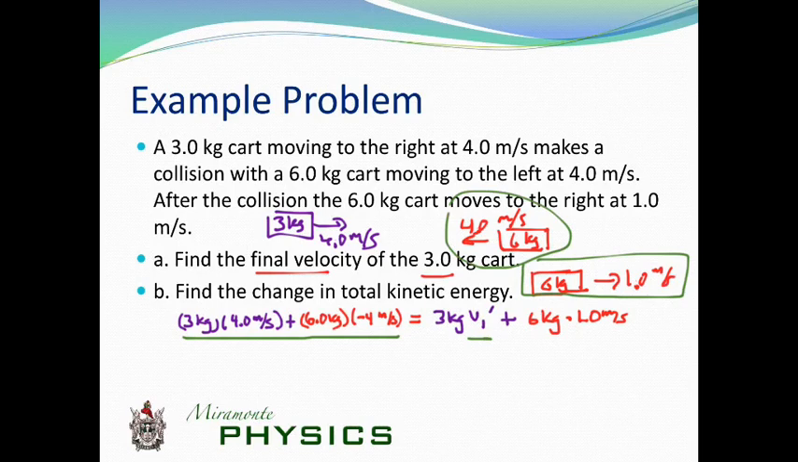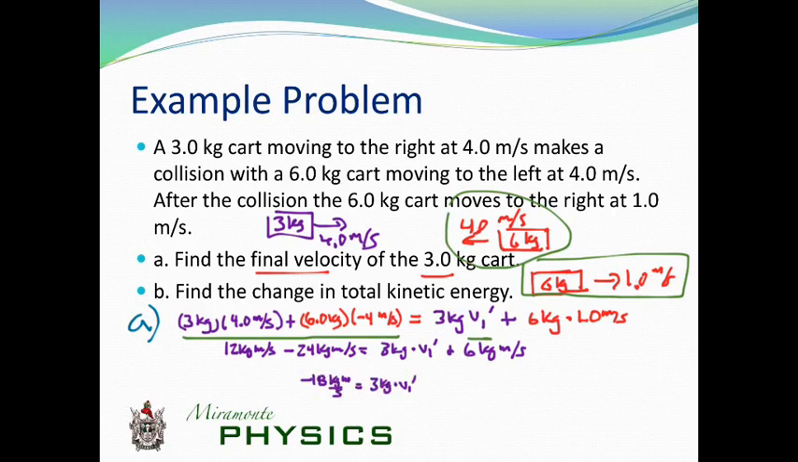Okay, so now I've got my numbers. I'm just going to solve for v1 prime. So algebra: 12 minus 24 minus 6. I get negative 18 kilogram meters per second. I know I'm going fast, but hopefully you already solved this. Divided by 3 kilograms to solve for v1 prime, and you get v1 prime is negative 6 meters per second. So the final speed of the purple one is going to be negative 6. So it's going to bounce backwards and go faster.